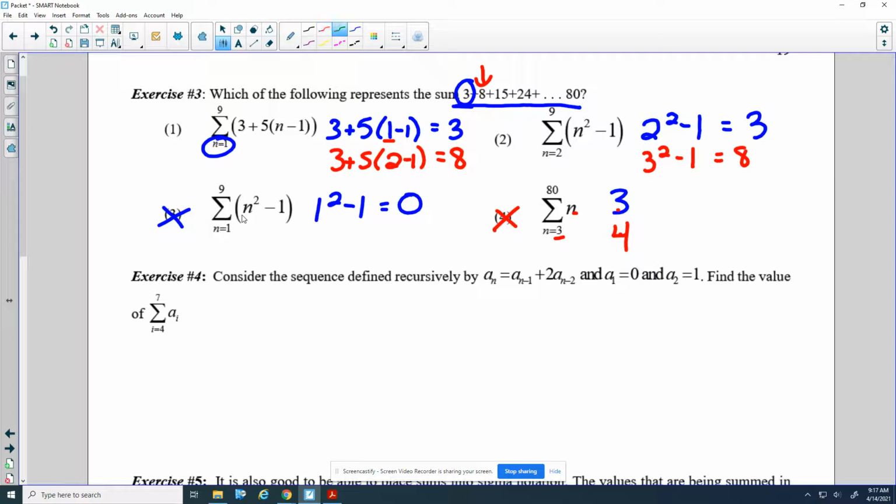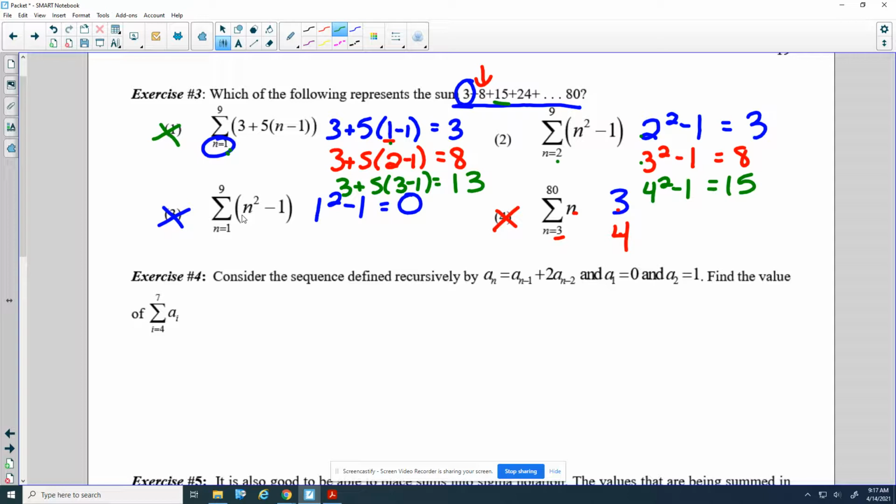So in this one, my next thing I'm plugging in, I plugged in a 1, I plugged in a 2, now I'm going to plug in a 3. So 3 plus 5 times 3 minus 1, that's going to give me 3 plus 5 times 2, which is 13. So this one does not look so good because I want my third term to be 15. Over here, I have plug in a 2, plug in a 3, plug in a 4, and that equals 15. So this one looks good.